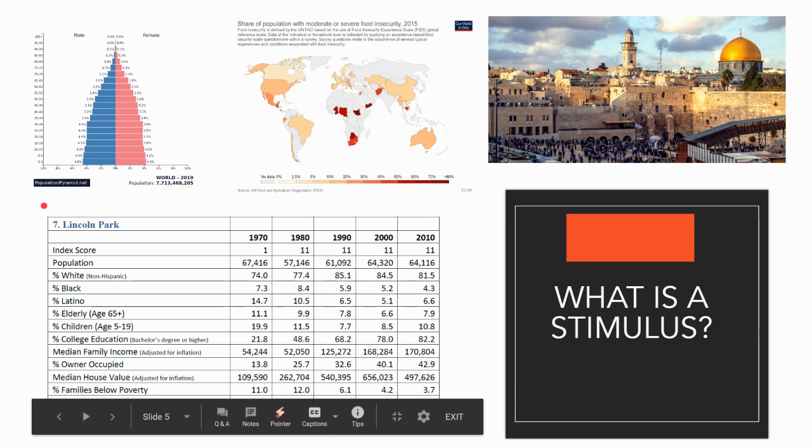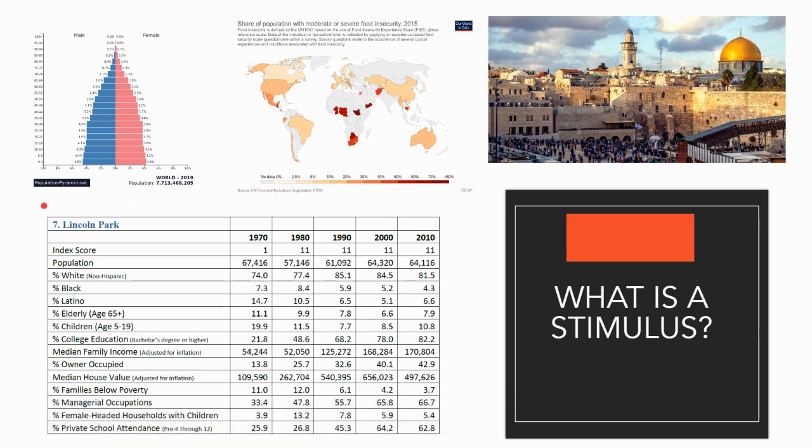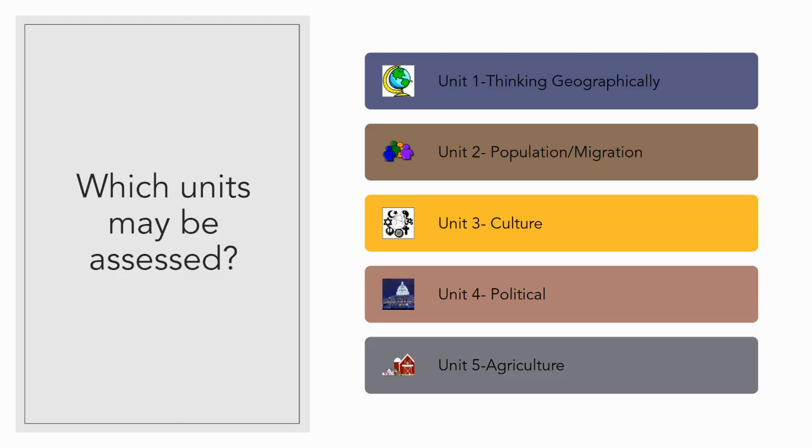Now, you're probably sitting there thinking, well, Truex, we're not going to be tested on urban, are we? I don't know. The jury's out on that, and I have a video that I'm going to show you later in this presentation, and then we'll talk more about that at our next meeting. Okay, so again, which units may be assessed? For sure, units 1, 2, 3, 4, and 5. But just like I said a second ago, that doesn't mean that the economic and industry unit or that urban is completely out.